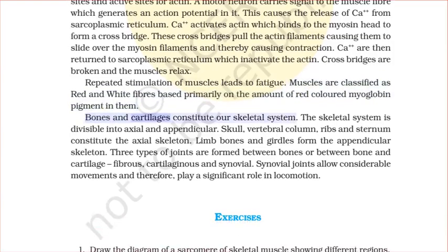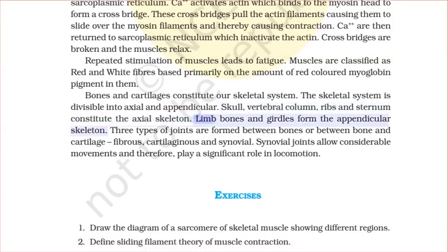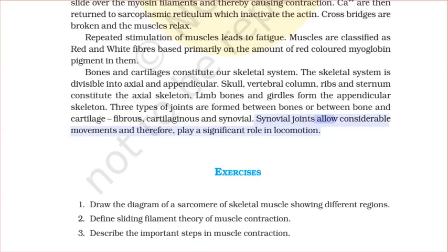Bones and cartilages constitute our skeletal system. The skeletal system is divisible into axial and appendicular. Skull, vertebral column, ribs, and sternum constitute the axial skeleton. Limb bones and girdles form the appendicular skeleton. Three types of joints are formed between bones or between bone and cartilage: fibrous, cartilaginous, and synovial. Synovial joints allow considerable movements and therefore play a significant role in locomotion.